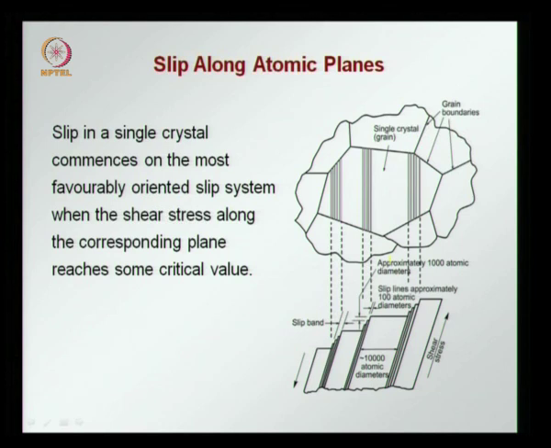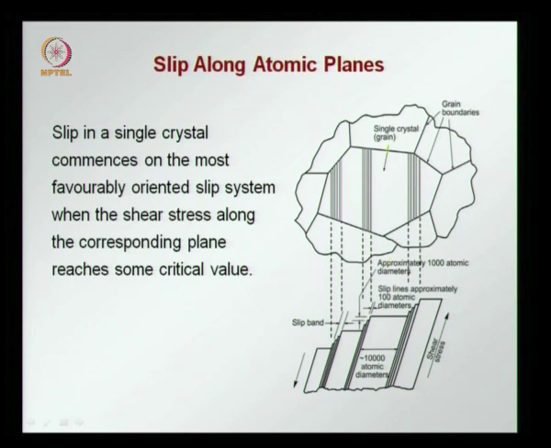Now when you take a crystal, there will be several atoms packed together in it. Slip in a single crystal starts in the most favorably oriented slip system, and we have already discussed that slip will occur along planes where you have close packing. So slip will occur along the most favorably oriented packed plane, when the shear stress along that plane reaches the critical value where the resistance offered is not enough to keep the atoms from slipping.